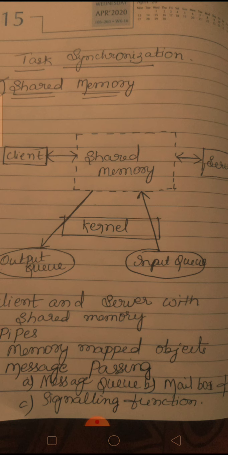The second type of task communication is the message passing scheme. What is this message passing scheme? Two processes communicate with each other by passing messages. Message passing is direct communication and indirect communication. Indirect communication uses a mailbox for sending and receiving messages from another process.